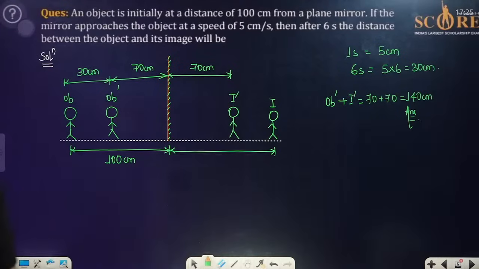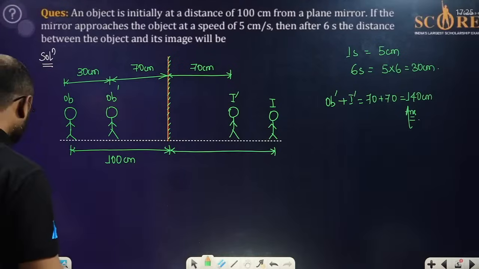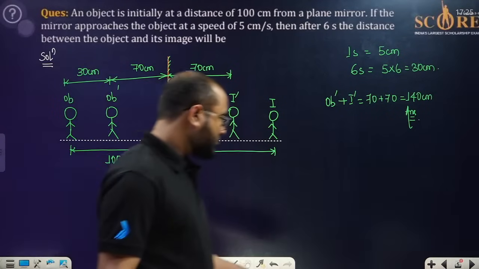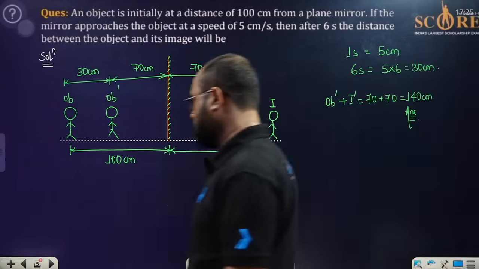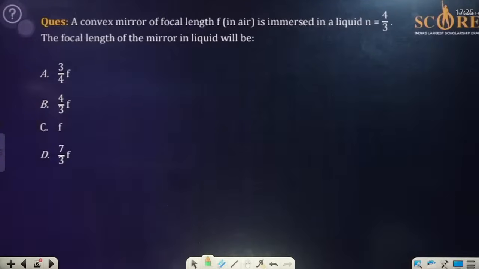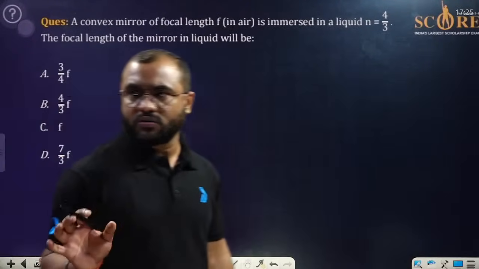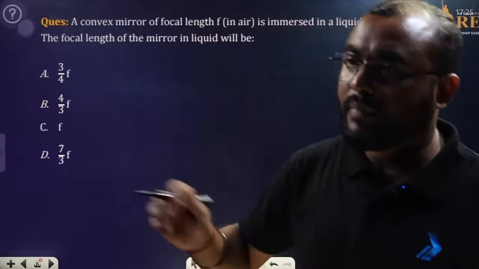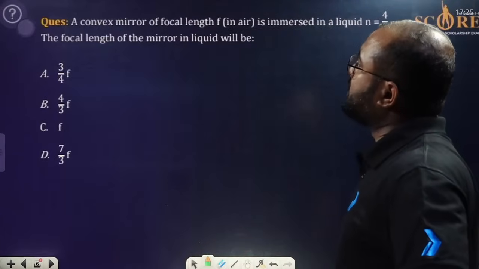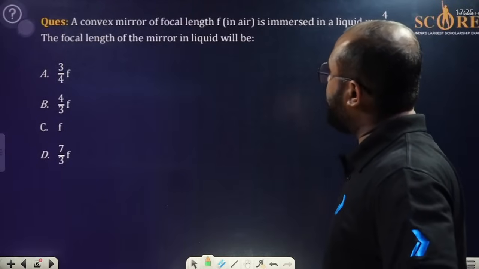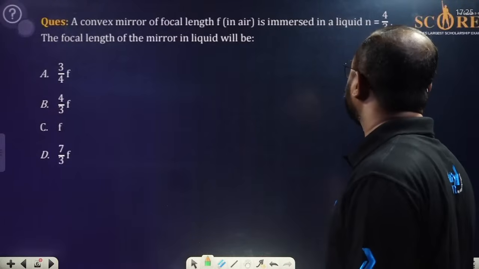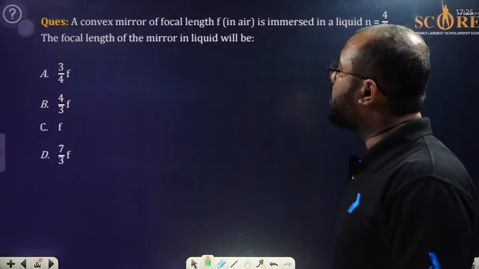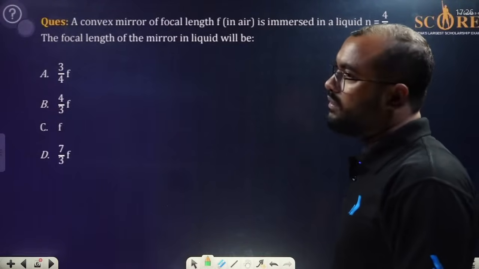Okay. Now let us move forward, people. Moving to the next question, which is this. Okay, what we have to find out, this is a very theoretical question. There is no need of writing numericals and all. Okay, question says a convex mirror of focal length f is in air. Okay, is immersed means it is dipped into the liquid of refractive index 4/3. The focal length of the mirror in the liquid will be CCC.